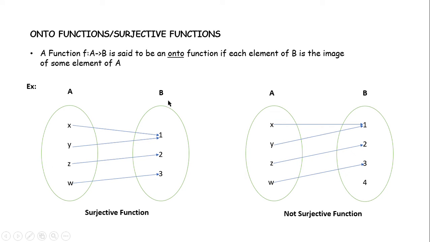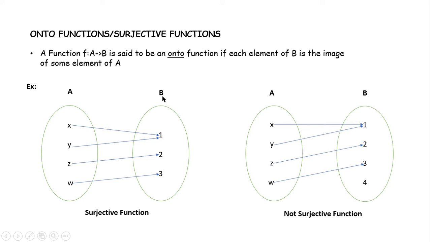We will see the examples also. This is an onto function or a surjective function, and this is not an onto function, that is, this is not a surjective function. So let's see. The element x from set A is assigned the value 1 from set B. Then y from set A is assigned a value 1 from set B. Then z from set A is assigned a value 2 from set B. And w from set A is assigned a value 3 from set B.